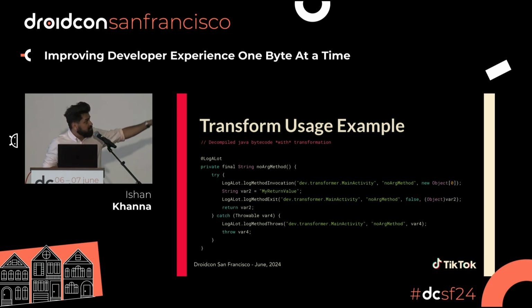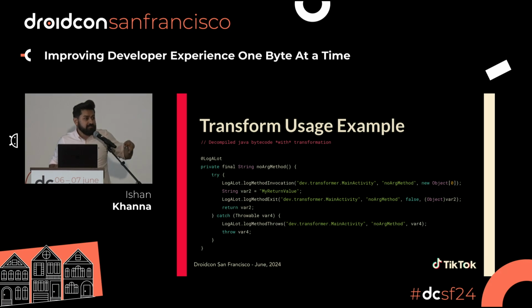Essentially what we have done is we've added the name of the activity in which this log-a-lot annotation was found, and then we've added the name of the method which is being executed, and then any objects that we want to print next to it. When the method is about to return, we also do an exit that we're trying to log. And then if it, for some reason, throws an exception, we're also trying to log that.